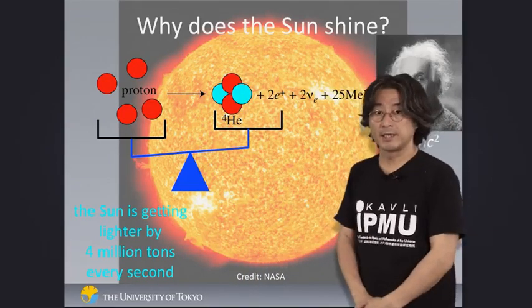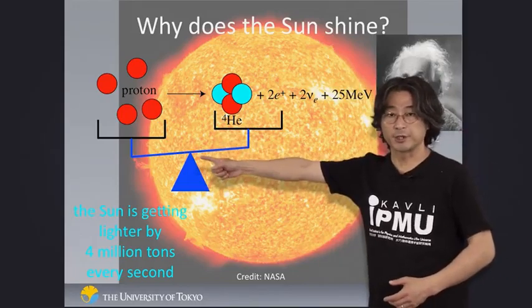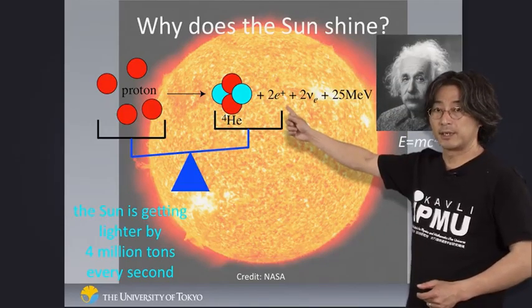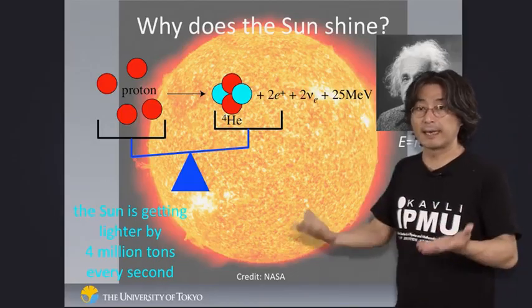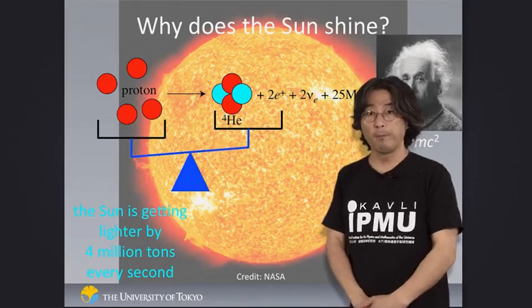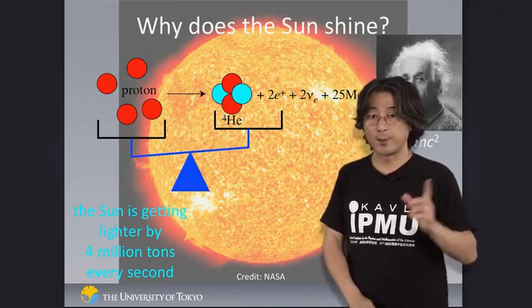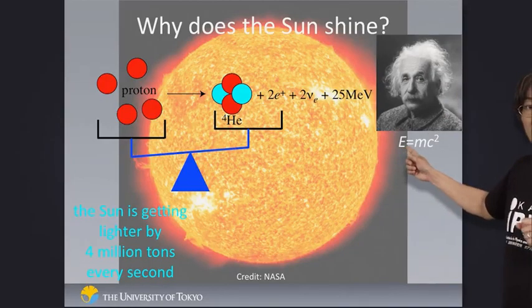But what we see here is different. The sun, before the reaction, was a little heavier than after the reaction. So by releasing energy, what the sun is doing is actually getting lighter. As a matter of fact, the sun is getting lighter by 4 million tons every second. And the reason why that is important is because of this E equals mc squared.